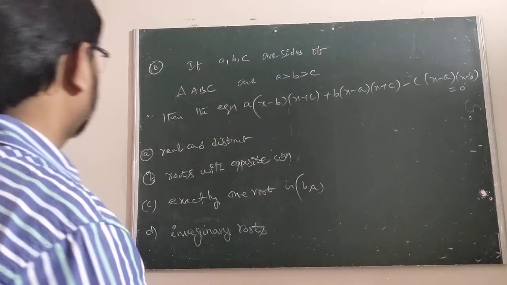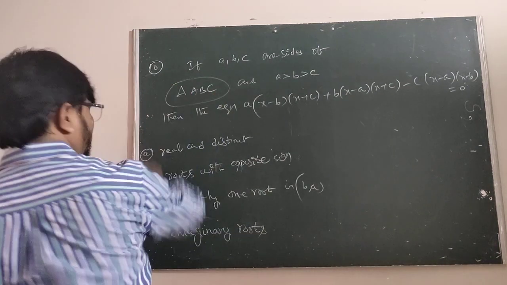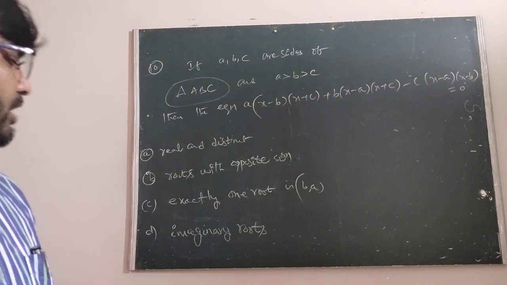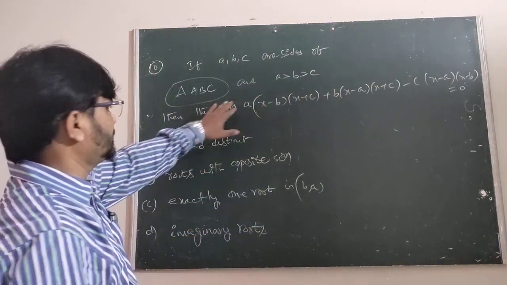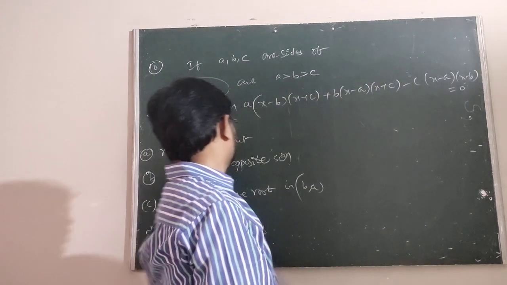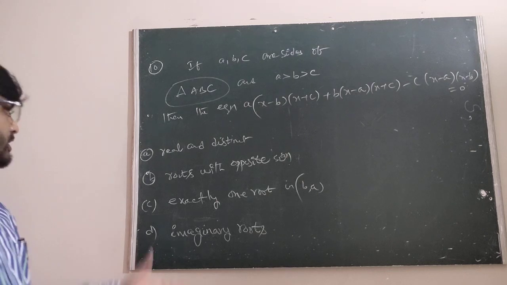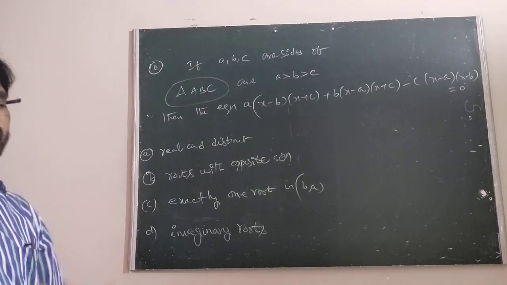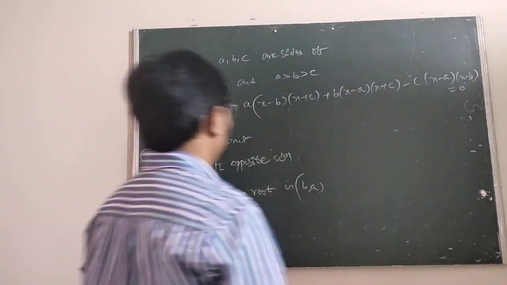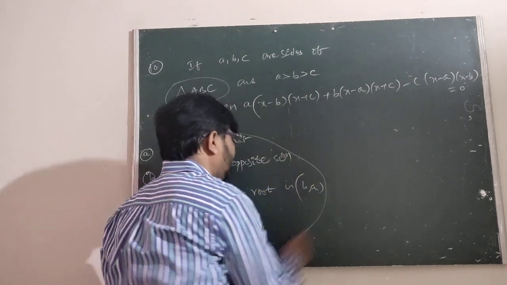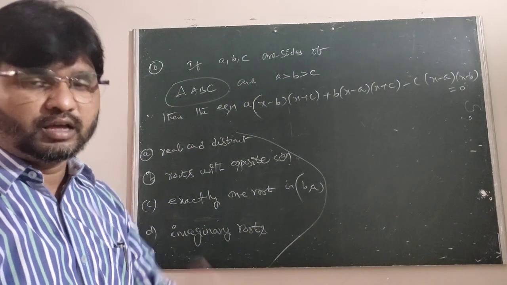Now we are going to the next question. A, B, C are the lengths of the sides of the triangle ABC, where a is greater than b greater than c. Now this equation we take as f of x. The options are: the equation has real and distinct roots; roots with opposite signs; exactly one root lies in the interval (b, a); and imaginary roots. Now, since A, B, C are the sides of a triangle, A, B, C must be positive.